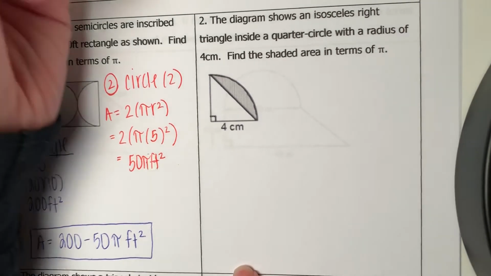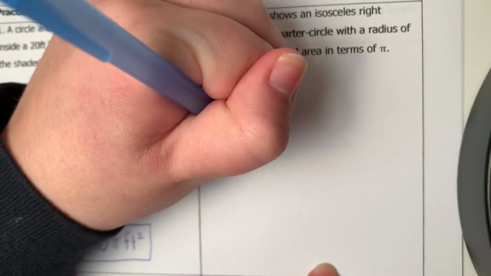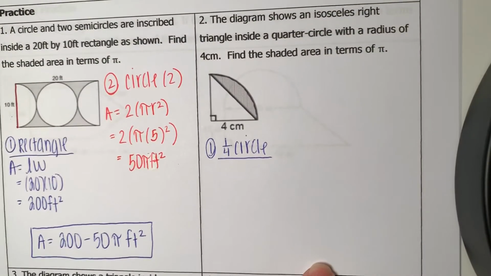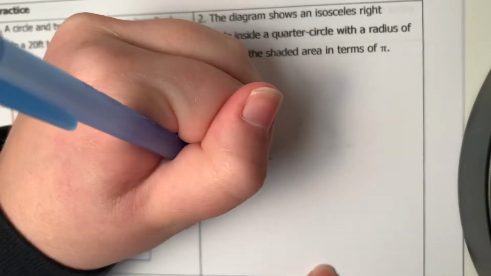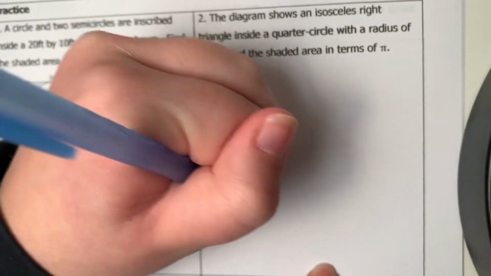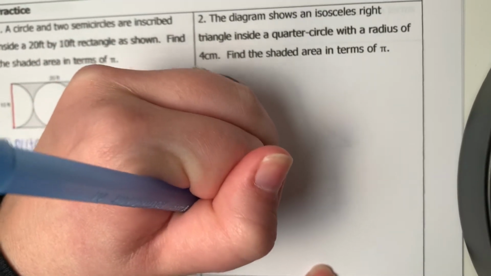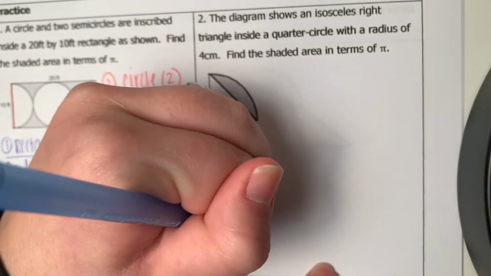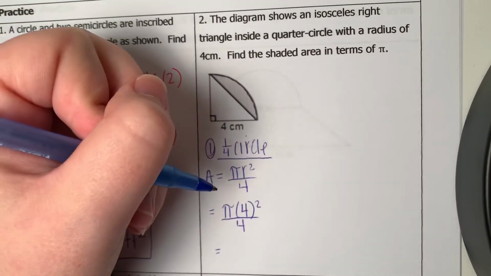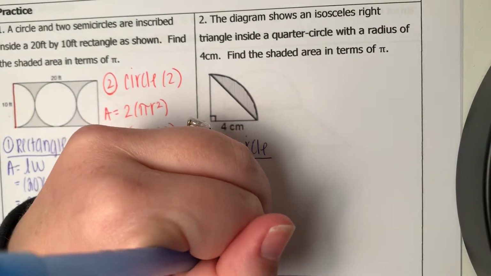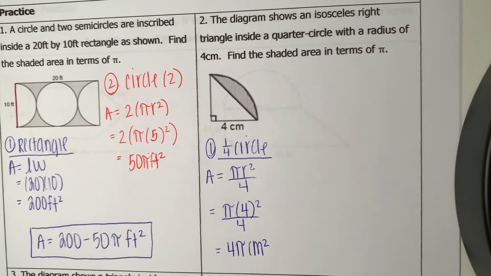Okay, so the first thing, we're going to say that we have a quarter of a circle. And this means that the area is going to be pi r squared divided by 4. And they tell us that the radius is 4. So this is going to be, let's see, we have 16 pi divided by 4, so this is going to be 4 pi centimeters squared.